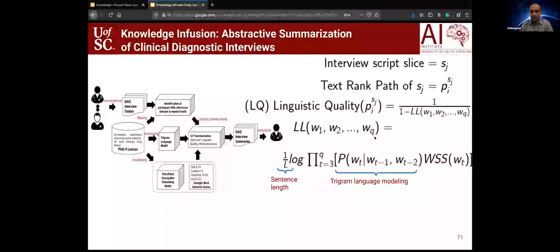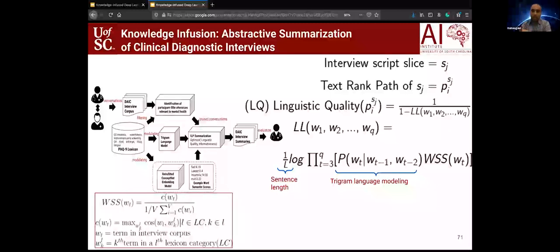So this is a trigram language model, and there's a sentence length, which is basically the length of your summaries. So you want the length of your sentence, which you are actually optimizing on. On this, you are actually using WSS, which is basically a word semantic score. A word semantic score is basically the score of that word, or the importance of this word, in a domain-specific knowledge source. In this case, let's take a very simple example of a lexicon. You know the lexicon has some words, and you know the importance of those words in the lexicon. You use that to tweak your language model.